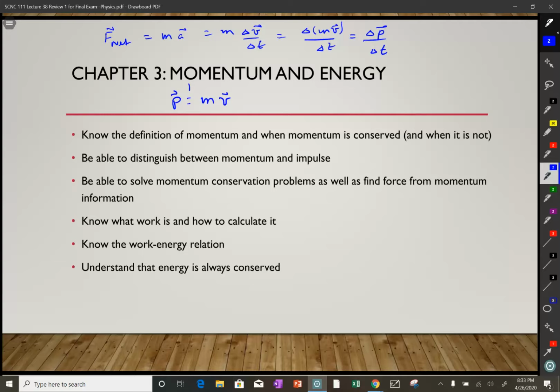And impulse: if we take this equation that I just wrote and multiply everything by delta t, we get the net force multiplied by delta t is equal to the change in momentum. We call this side here the impulse. So the impulse is equal to the change in momentum, but it's net force multiplied by the time over which that force acts. So you should be able to solve some conservation of momentum problems.